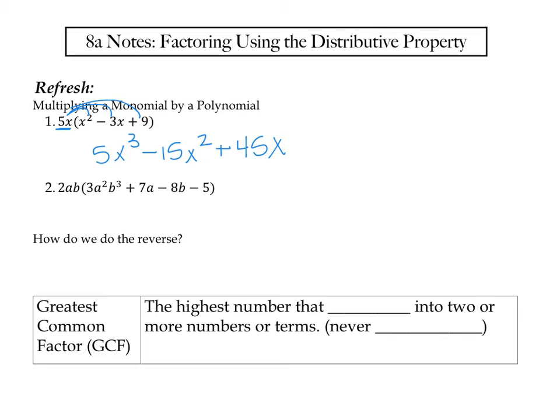Then the next piece that I want you to do is 2ab times that polynomial of 3a squared b cubed plus 7a minus 8b minus 5. So we're going to distribute this 2ab to all four of these terms.